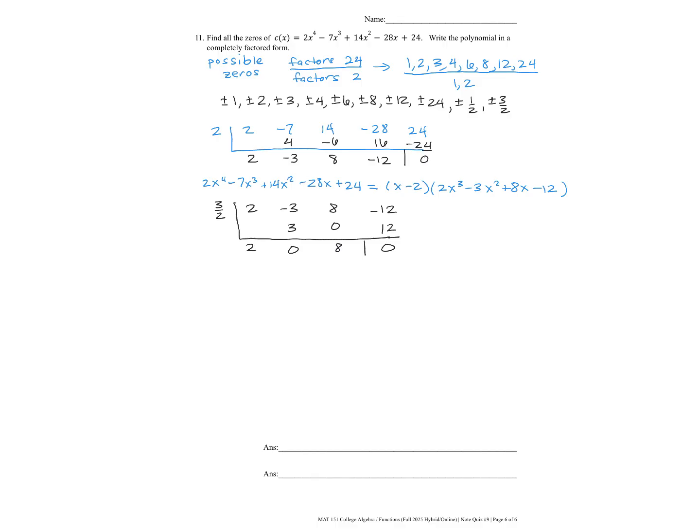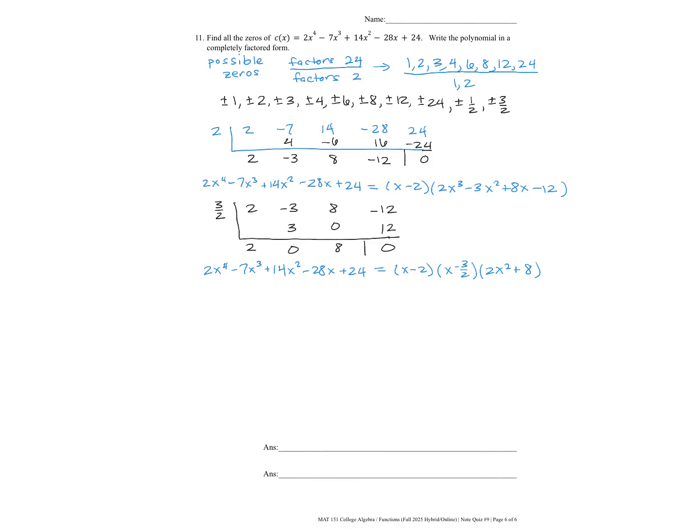Remainder is 0. So now I know that 2x to the 4th minus 7x cubed plus 14x squared minus 28x plus 24 is equal to an x minus 2 times an x minus 3 halves times a 2x squared plus 8.